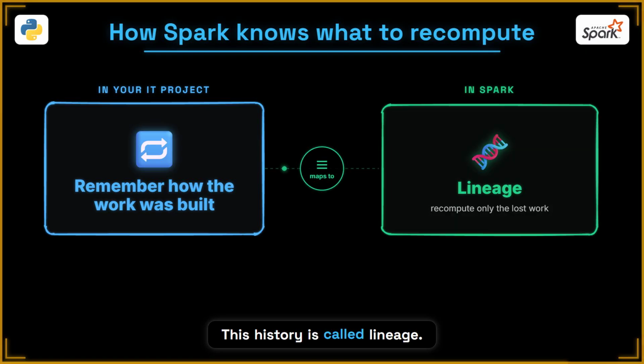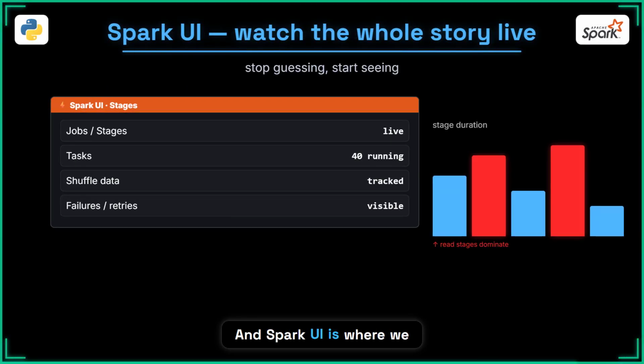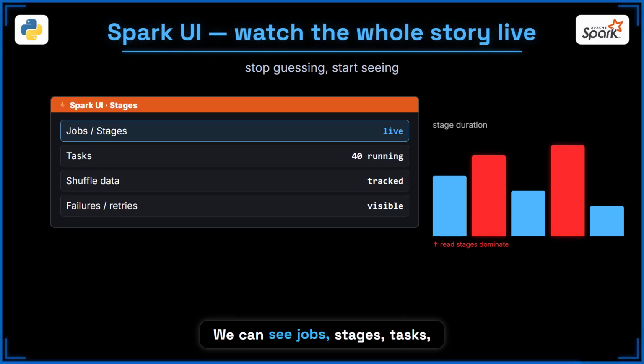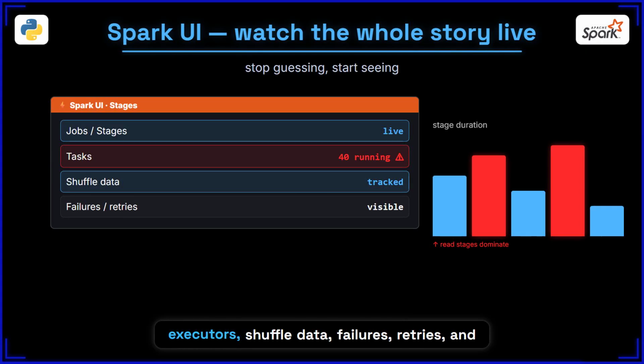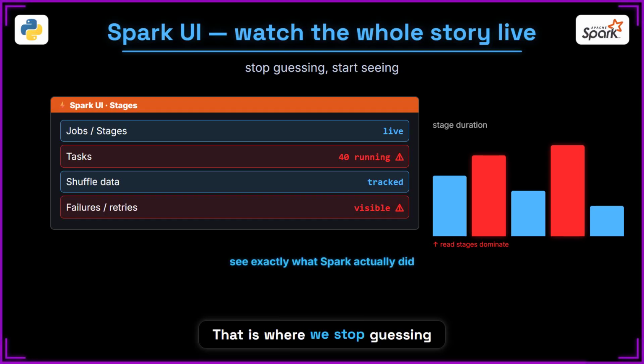And this history is called a lineage. Lineage tells Spark what earlier steps created a piece of data, so Spark can often recompute only the last work instead of restarting the whole application. And Spark UI is where we can see this entire project story happening in real time. We can see jobs, stages, tasks, executors, shuffle data, failures, retries, and time taken as well. And that is where we stop guessing and start seeing what Spark actually did.